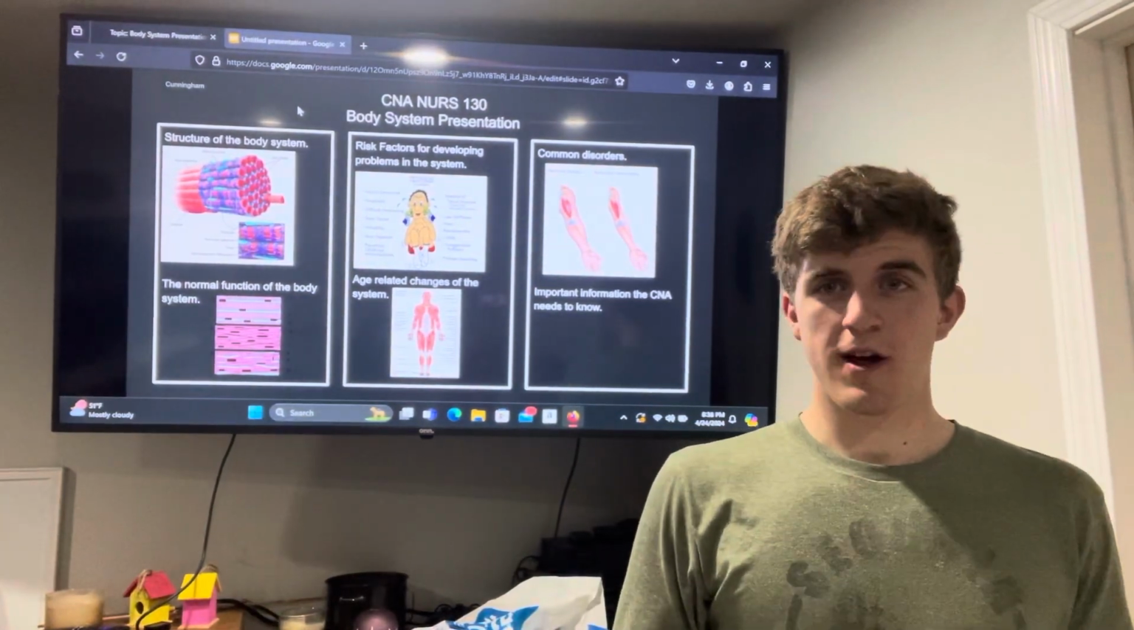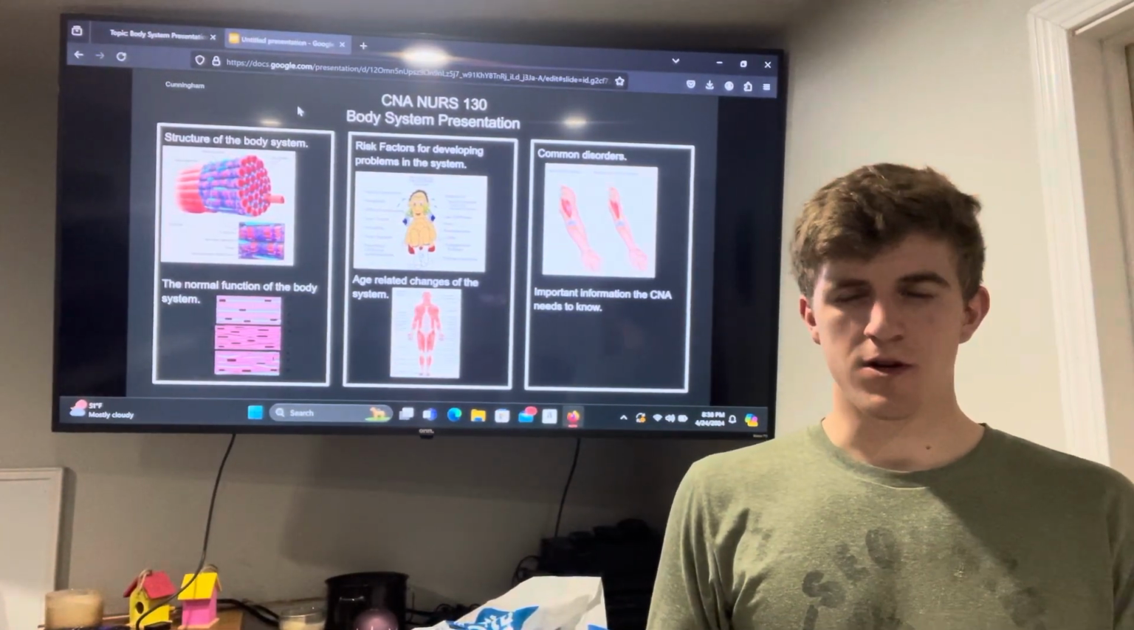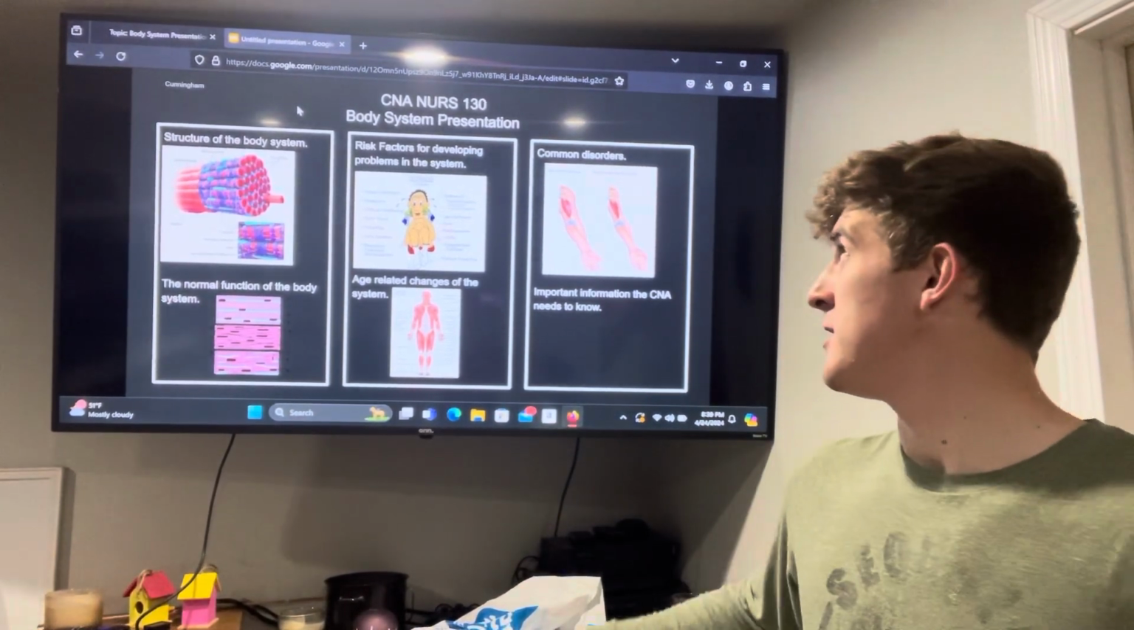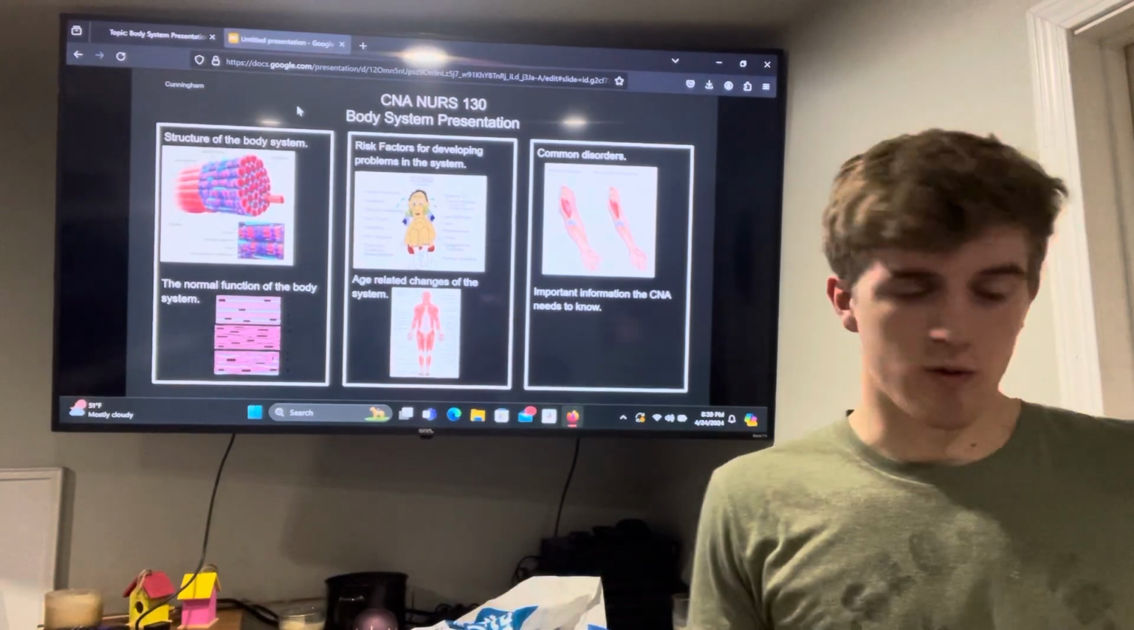Hello, my name is William Kidden Cunningham, and today I will be showing off my body system. So for this, I got the muscular system, which I will begin presenting.